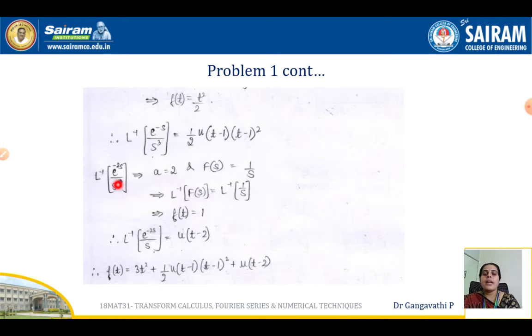Now consider the next term. It is e to the power of minus 2s by s, and here in e to the power of minus as, the value of a is 2, and f of s here is 1 by s.